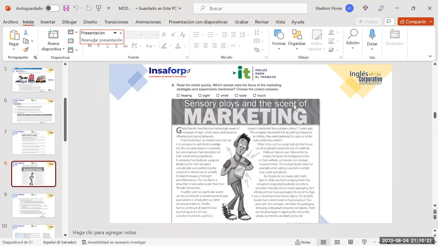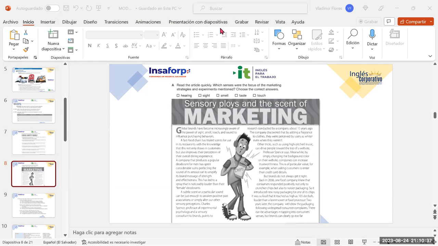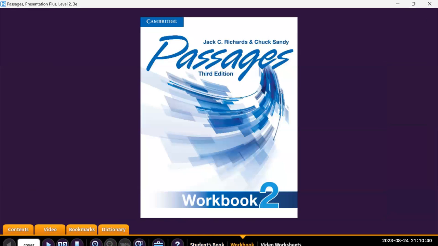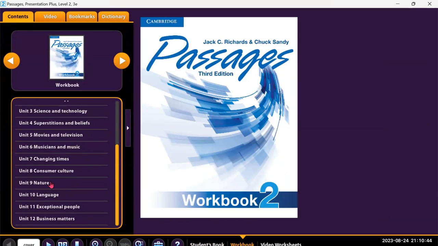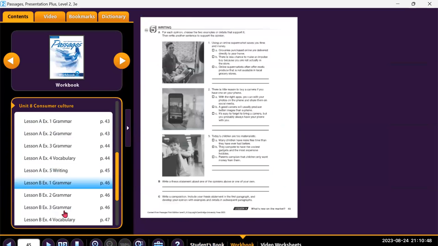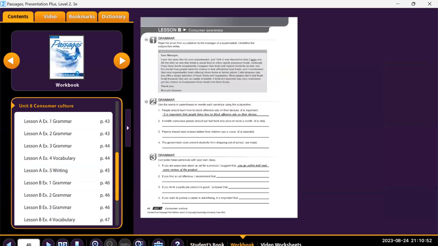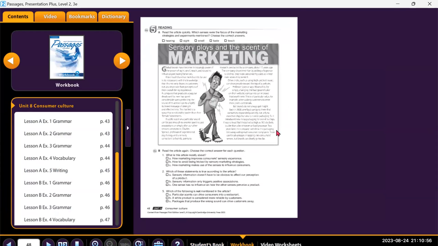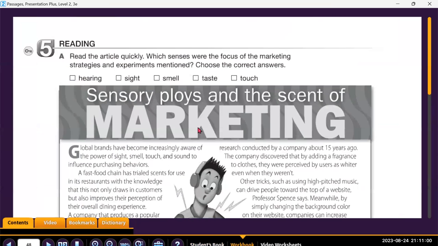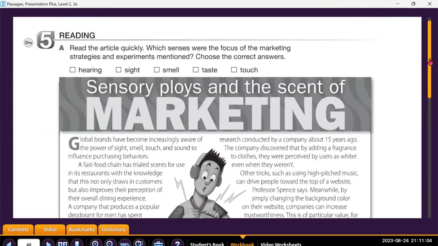Sensory flows in marketing, the sense of marketing. This is a reading. I include it here so that you can have it handy, but I'm going to share from the book material so the image can be clearer for you. For this reading, it is very interesting. It talks about some marketing strategies and experiments that they do with the senses.